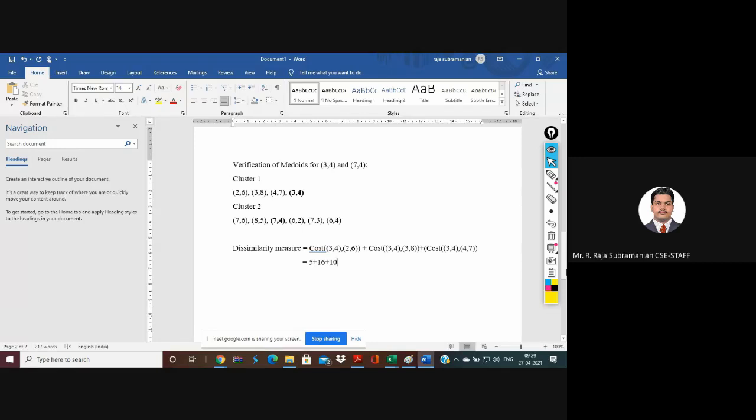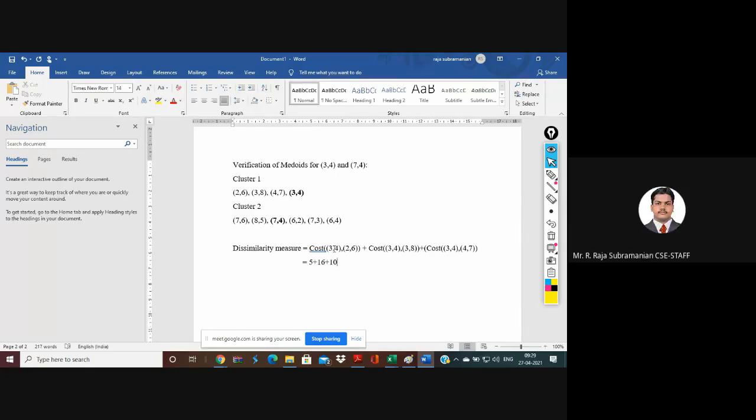You just see above the points represented there; that actually represents the cost. Here, if you take the distance between 3, 4 and 2, 6, the cost is going to be around 5, and 3, 4 to 3, 8 is going to be 16, and 3, 4 to 4, 7 is going to be 10. So that is what I'm taking, right? Am I making it clear?